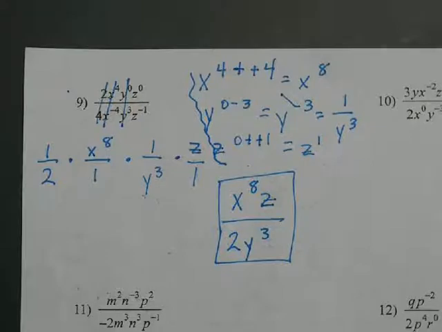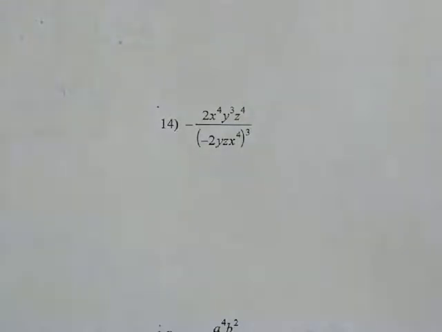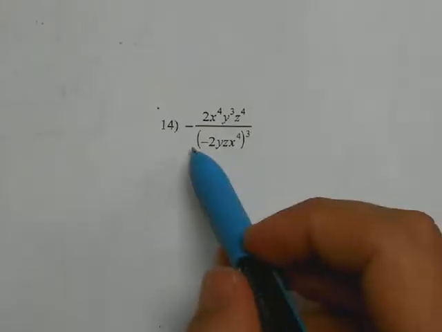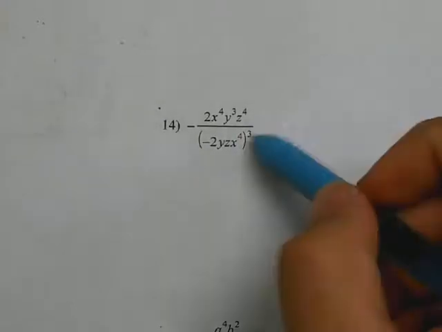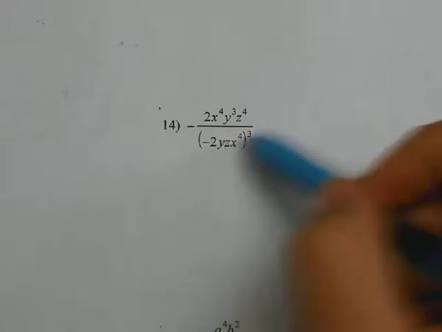Okay, let's go to 14 next. We have something down here in the denominator that we need to take care of first. This is called a power of a product in the denominator. I'm going to bring this over here and work it out.